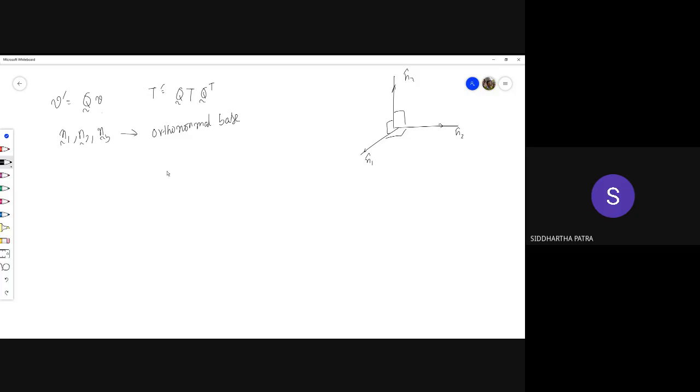So once I have the orthonormal base, I can write, let's say, a matrix A, which is formed by, so each row is formed by the eigenvectors. Now, if I multiply A with A transpose, what am I supposed to get? Can you do this calculation?